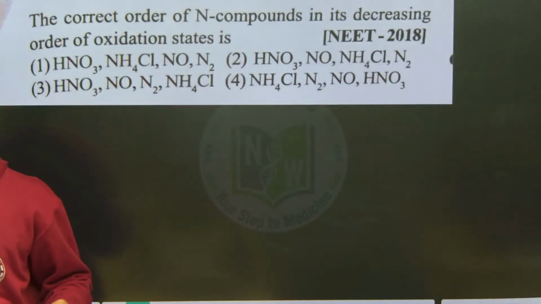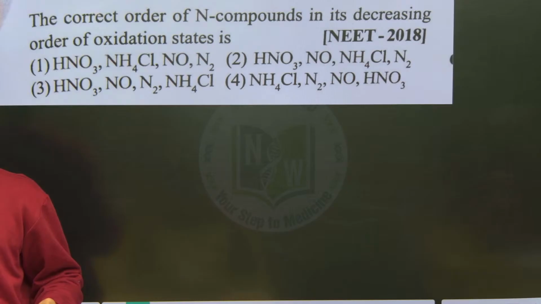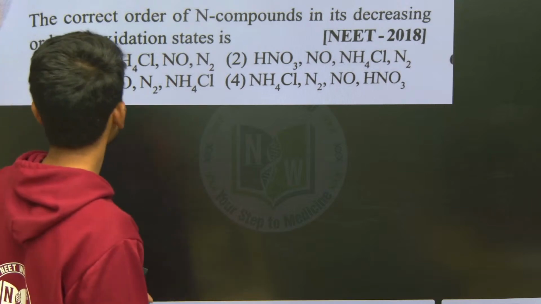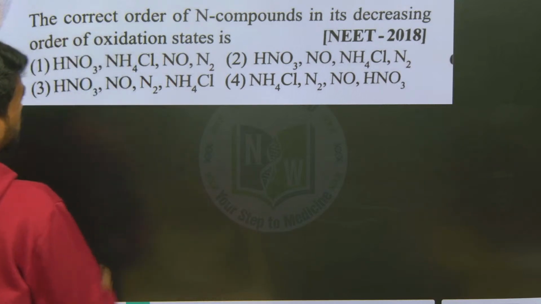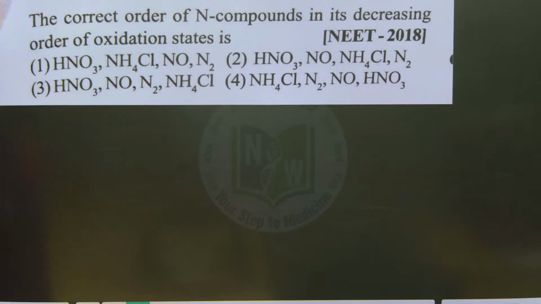Correct order of nitrogen atoms in decreasing order of their oxidation states. Just calculate and tell me. Option 1. Wait, no. N2, N2O, last is NO. Sorry, plus 2.